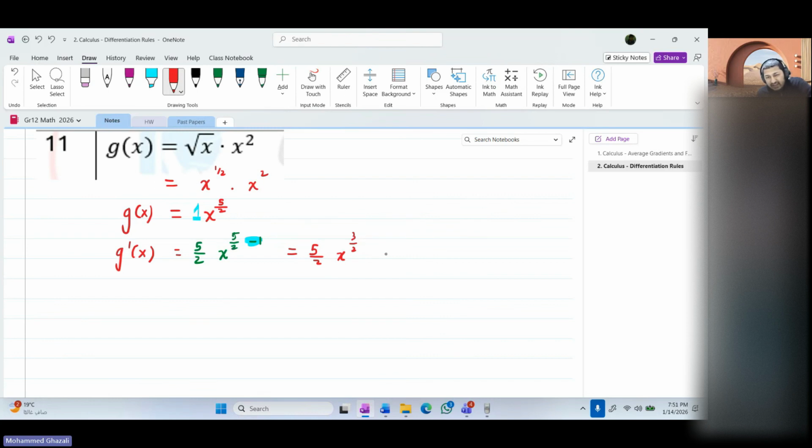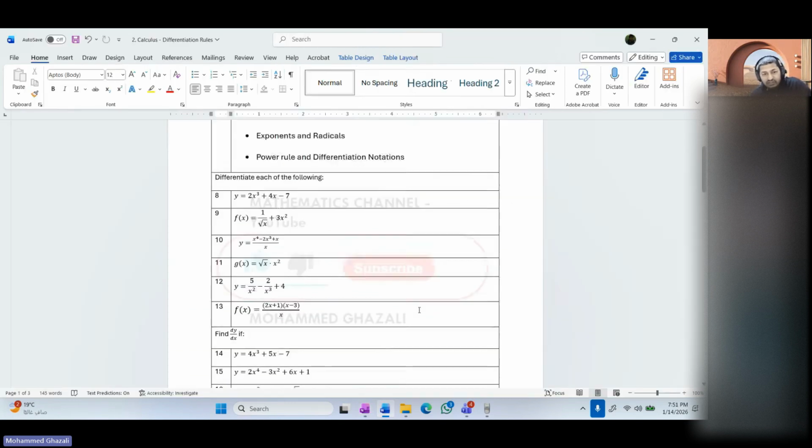Sometimes this can be written in radical form or surd form, as the square root of x cubed. So sometimes it's also written like this, okay? But you just need to leave your answer in positive exponent form. So this is good enough. Move on. Any questions, guys?